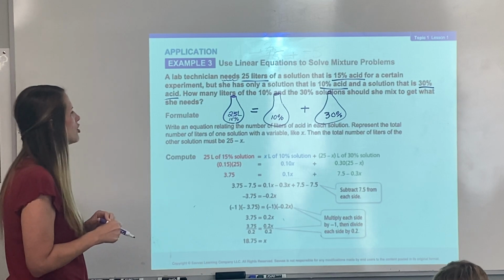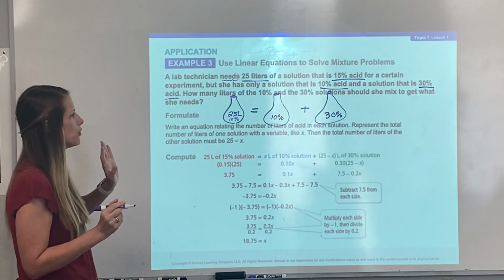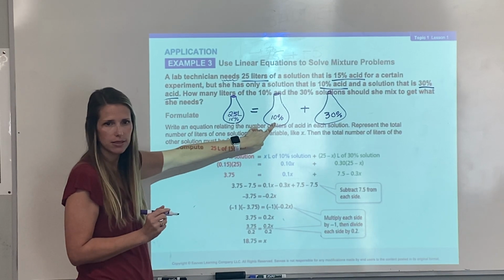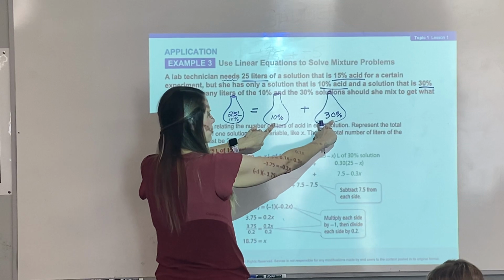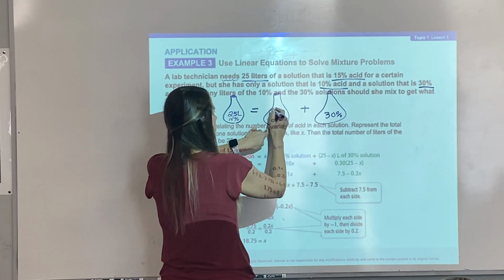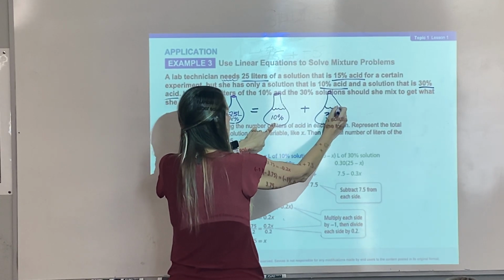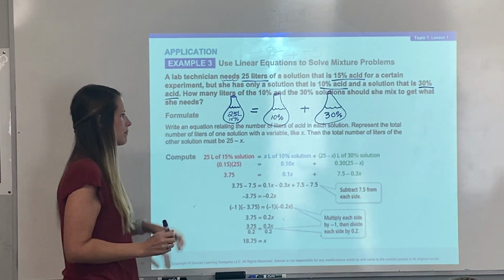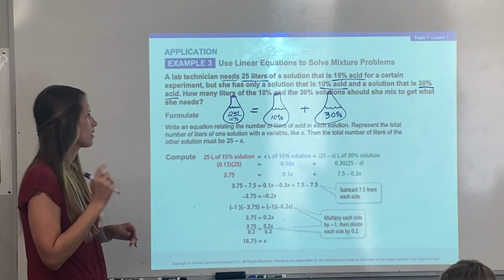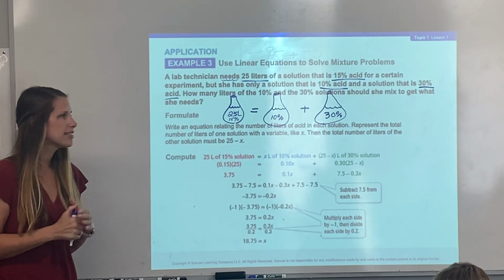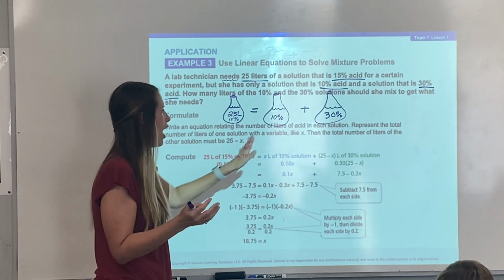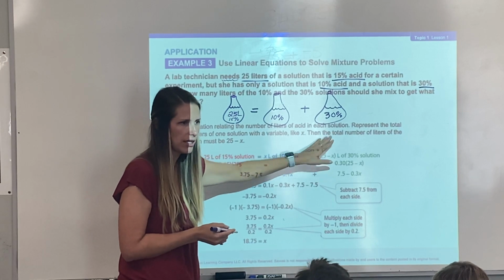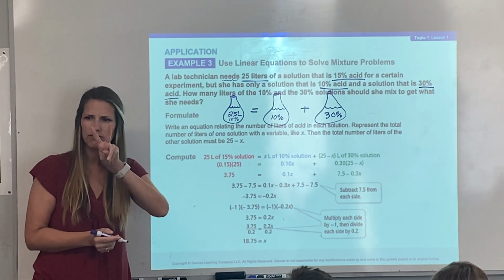Okay, so do you guys agree that there's going to be an amount of this plus an amount of this solution to equal this 25 liters? Since we don't know how much of this solution, and we don't know how much of this solution we need, we have two missing numbers, we have two variables.